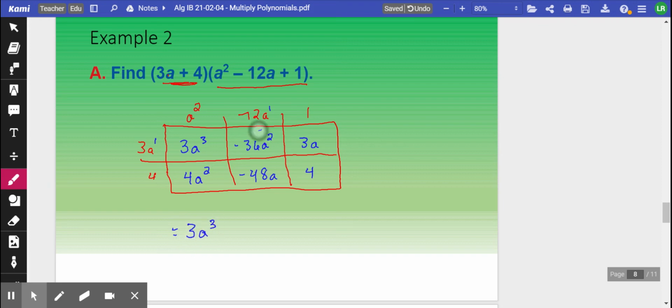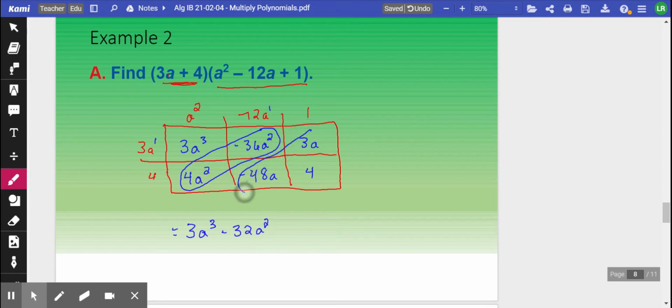Then I have 2 things with a squareds, both of these. I'm going to add those up. Remember, when we're adding, we don't mess with exponents. So 4a squared plus negative 36a squared. See, 4 plus negative 36 would be negative 32a squared. We're adding, don't mess with the exponents.